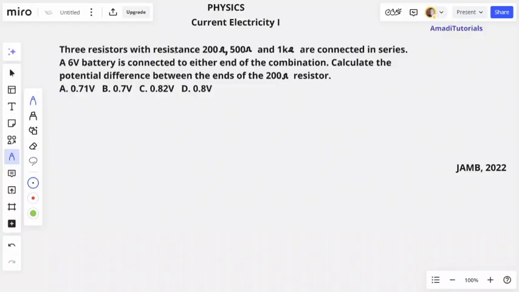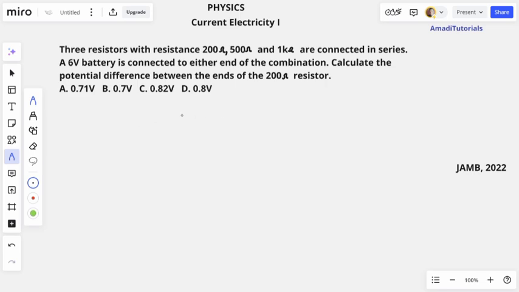Three resistors with resistance 200 ohms, 500 ohms and 1 kilo ohms are connected in series. A 6 volt battery is connected to either end of the combination. Calculate the potential difference between the ends of the 200 ohm resistor.